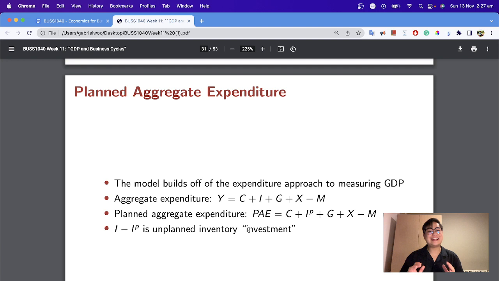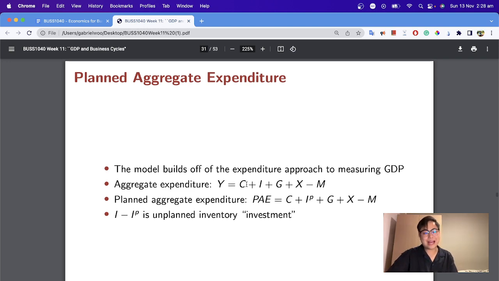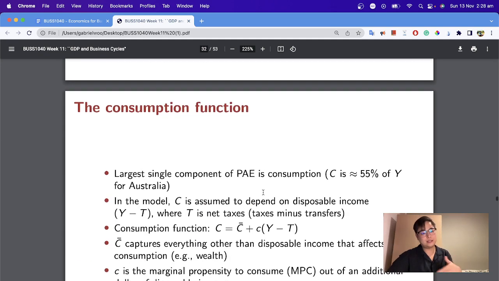So here we can see planned aggregate expenditure. Planned aggregate expenditure really shows the difference between aggregate expenditure, which is basically GDP, and what the planned aggregate expenditure is. So this model builds off an expenditure approach to measuring GDP. Okay, so here aggregate expenditure is basically GDP. Planned aggregate expenditure is basically consumer spending plus planned investment plus government spending plus exports minus imports. Okay, so IP right here is planned investment rather than actual investment. So it's forward looking in nature.